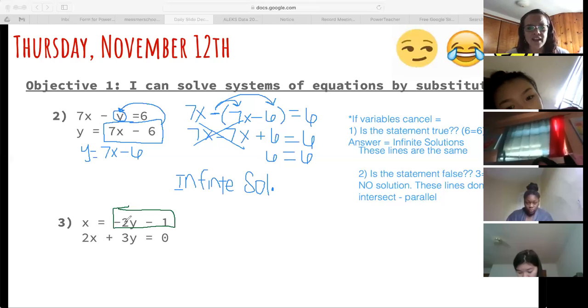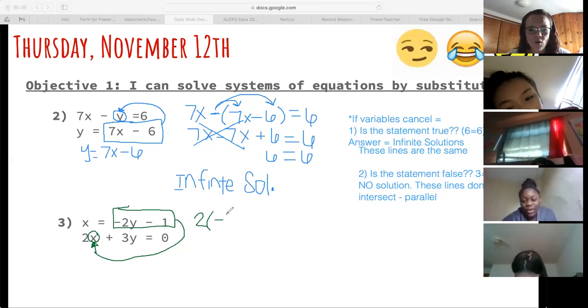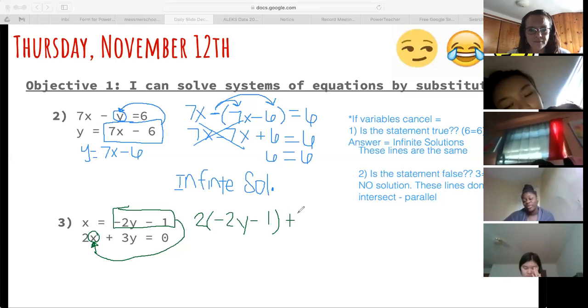So we're going to take the negative 2y minus 1, and this time we're going to plug it in for x. So we're going to take this and plug it down here into the x spot. So that means this x here is going to come out, and we're going to put that whole equation, negative 2y minus 1, in its spot. So here's what it will look like when you substitute. So that 2 is outside there. You got to keep the 2 there, but then you will multiply the 2 by that whole box that I circled. Then continue on, plus 3y equals 0.